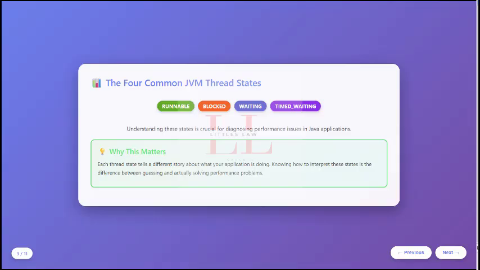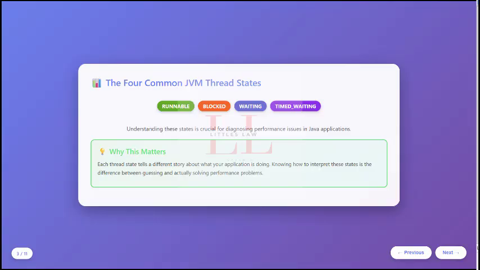In a JVM thread dump, you will encounter 4 common thread states. The first is runnable, and then we have blocked, waiting, and timed waiting. Each of these states tells you something different about what your application is doing at a moment in time. And here's the critical part. It's not just about knowing the definitions, because you need to understand what distribution of these states is normal versus what indicates a performance problem. You need to know the difference.